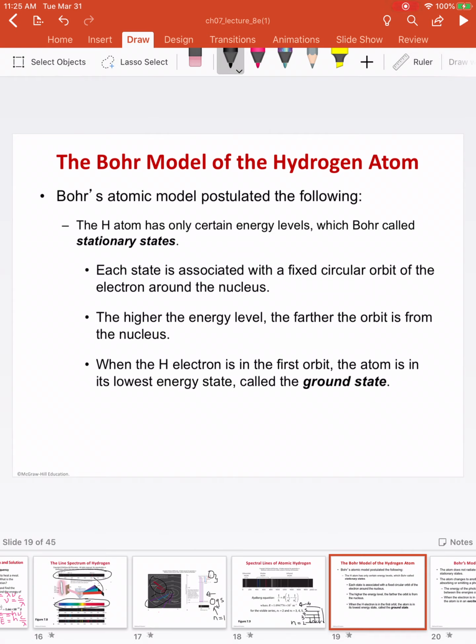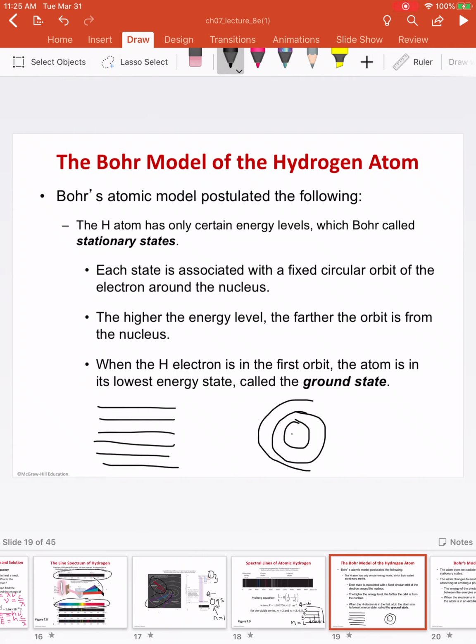The hydrogen atom has only certain energy levels, which Bohr called stationary states. So those energy levels that we saw, these lines, he called stationary states. Each state is associated with a fixed circular orbit of the electron around the nucleus. Remember, we saw these circular orbits like that.